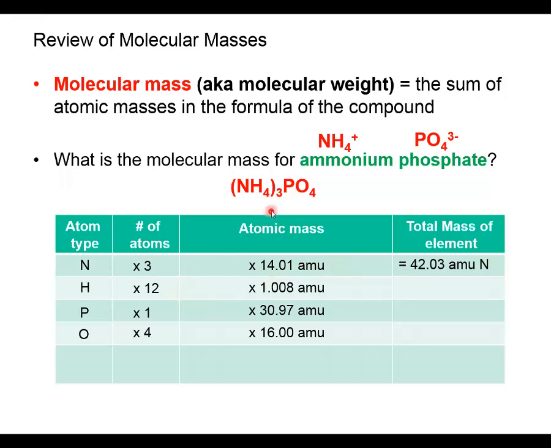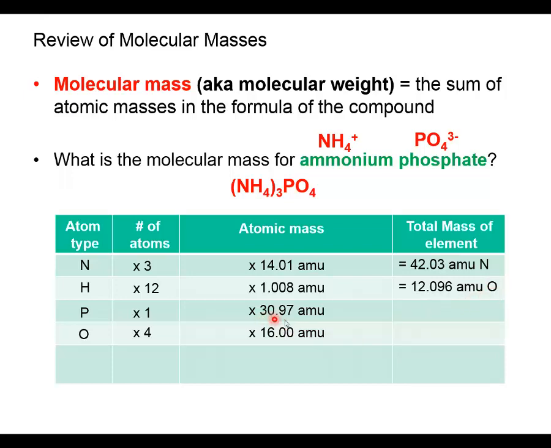Now, since I have 12 hydrogens in the formula, I can take 12 times the relative atomic mass from the periodic table of 1.008 atomic mass units. That gives me 12.096 atomic mass units. And this should read hydrogen. That's a typo. It should read hydrogen there, so you can cross that out and put hydrogen.